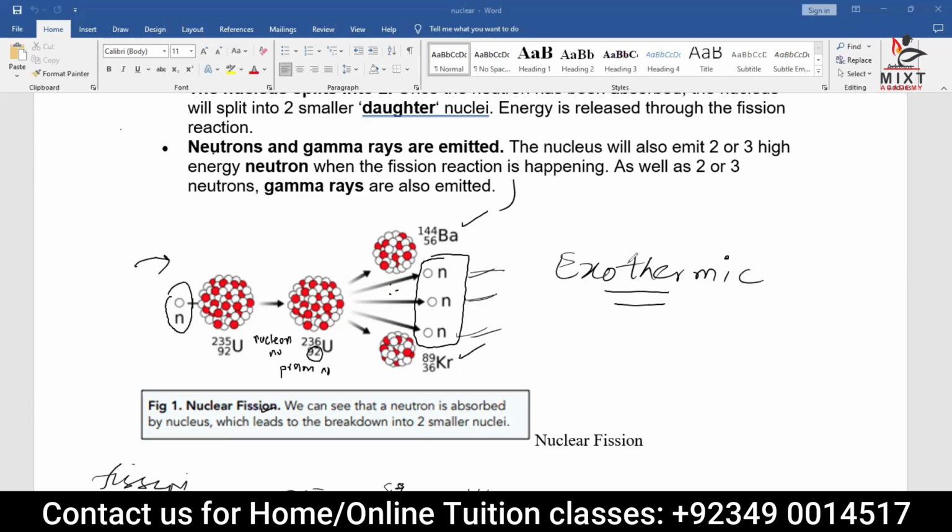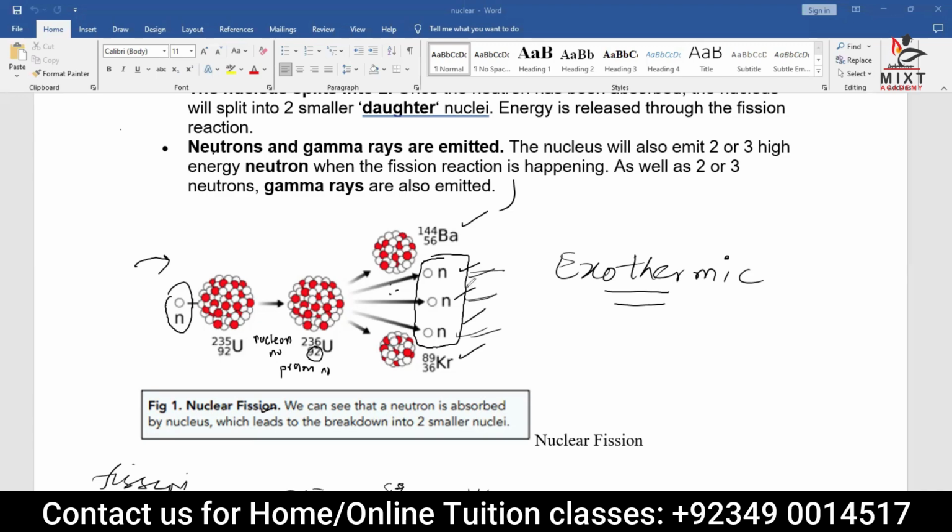So remember that this reaction is an exothermic reaction, in which more output energy is released as compared to the input energy given to it. If you check, you are only providing one neutron, and as a result you are getting three further neutrons.